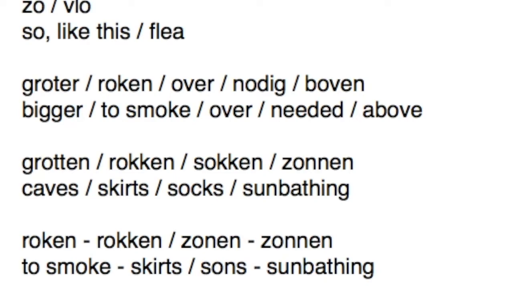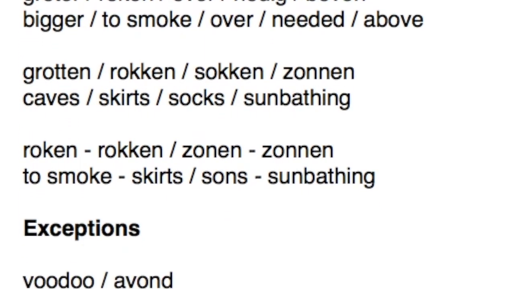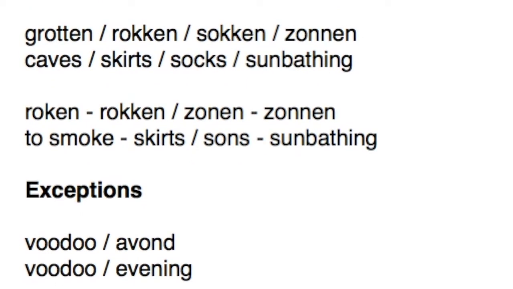All right, so Dutch wouldn't be Dutch if there weren't any exceptions. There are many exceptions, of course. Here's two of them. This voodoo comes from English, and we're going to just pronounce it as an English voodoo. Voodoo. And the second one is quite an exception, avond. You don't pronounce it as a short O or a long O, neither a short or a long one. No, it's avond. All right, so these are two exceptions.